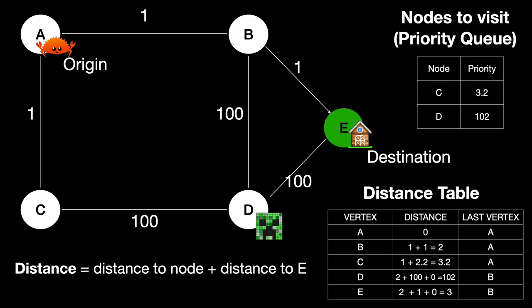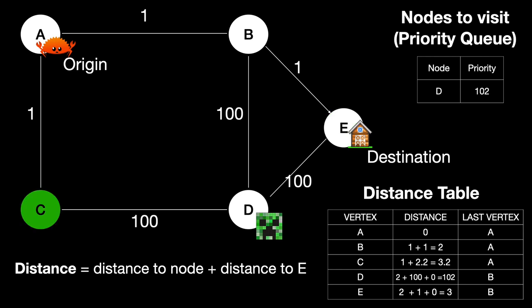Next, we move on to E. E has two neighbors, B and D. We already visited those vertices, so we will update the distance only if it's lower than the current values. It turns out that the distances from E to B and E to D are not less than the current values. So we just pop E and move on to C.